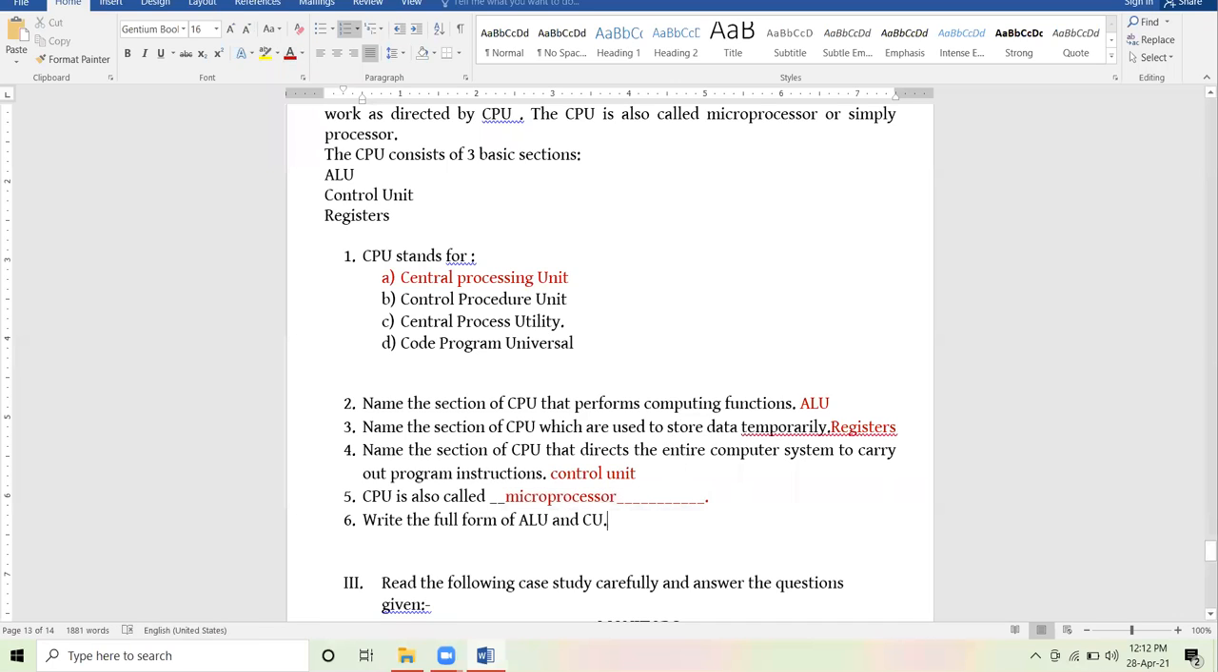All right. Next, Gaurav, unmute yourself. Yes, sir. Full form of ALU: Arithmetic Logic Unit. CU: Control Unit. Very right, very good, Gaurav.